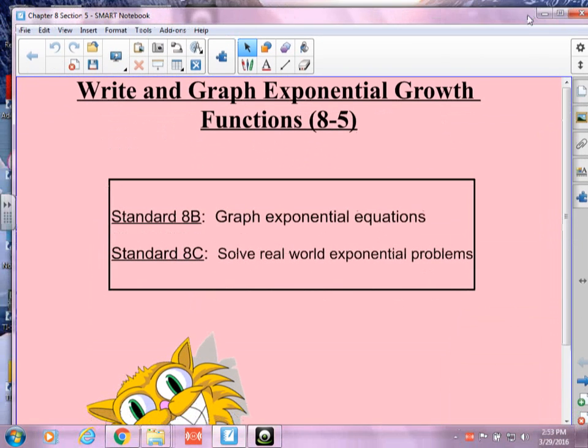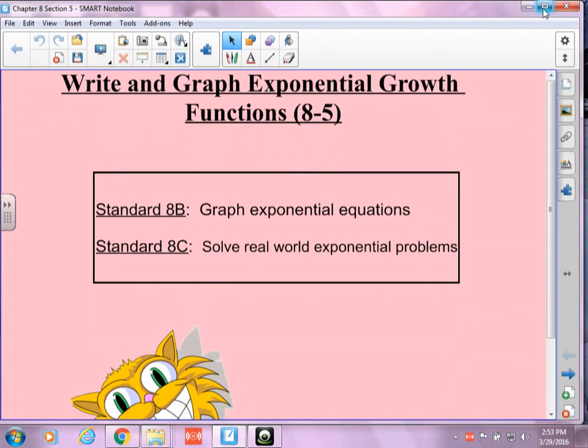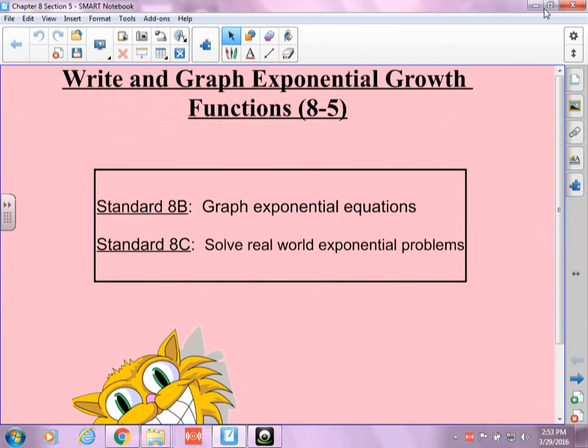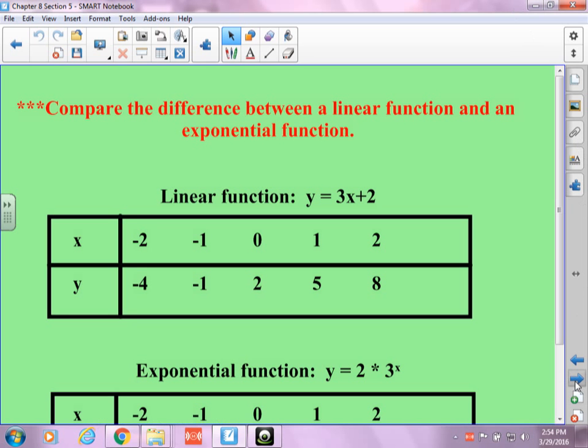All right, so for today we're going to be looking at something called exponential growth. In the past we've worked with exponents, positive or negative, but we're really going to see how some of these things go into graphs that we haven't seen before. So first of all, let's take a look. It says compare the difference between a linear function and an exponential function.